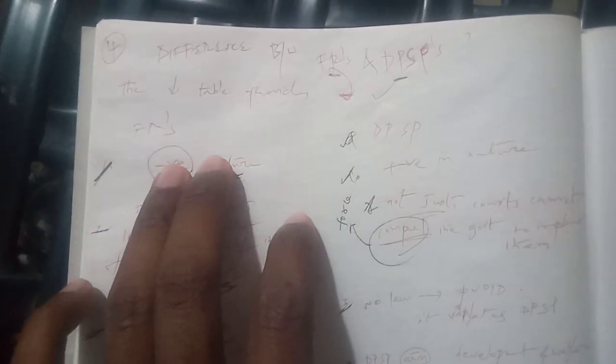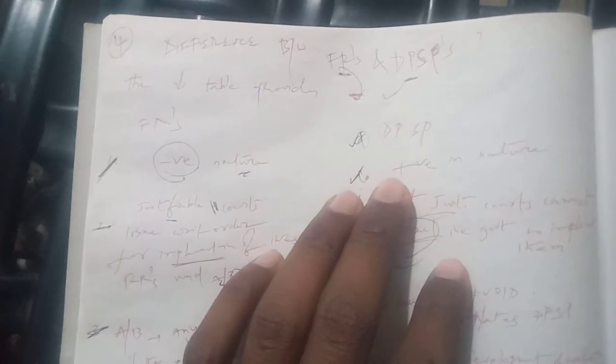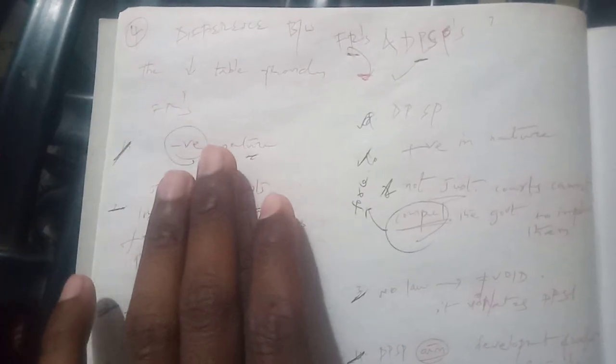First point from the fundamental rights: Fundamental rights are negative in nature. Directive principles of state policy: Directive principles are positive in nature.